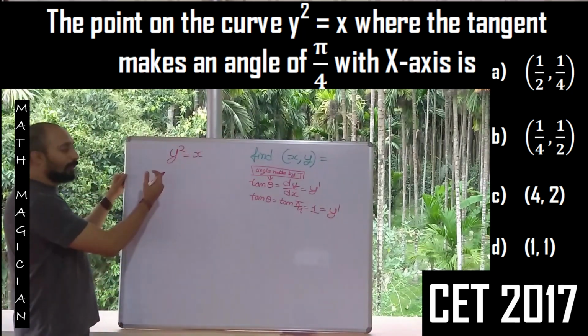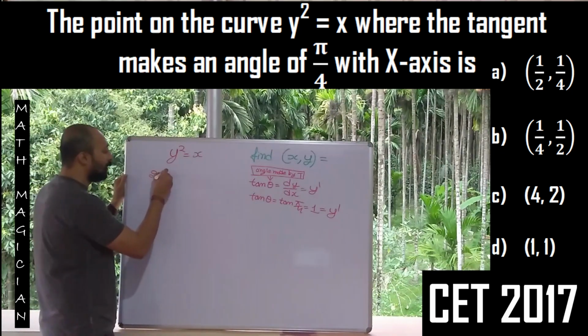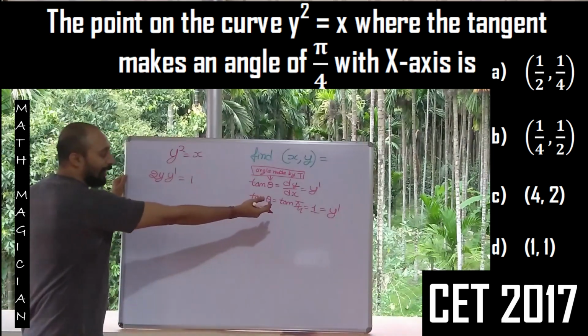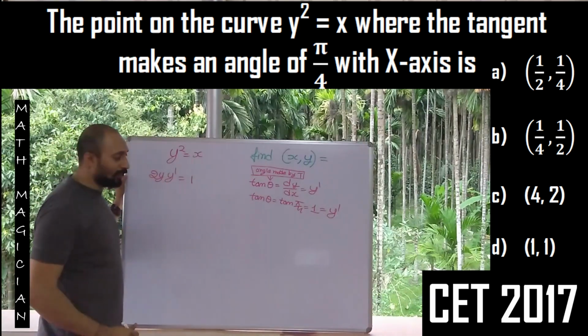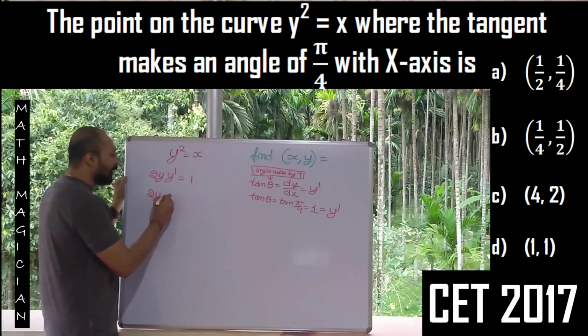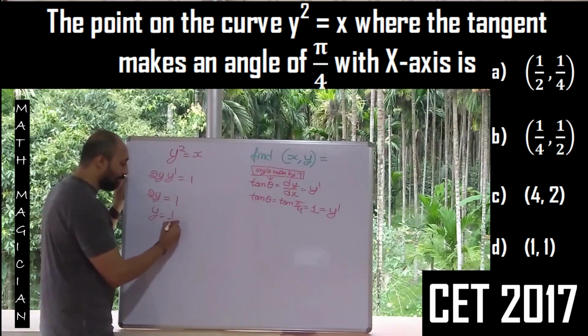So what I'm going to do right now is do the differentiation of this. When I do the differentiation, it is 2y, y dash is equal to 1. And they have given y dash value as 1. They have given in the question itself the y dash value is 1. So I will take 2y is equal to 1. Y dash value is 1. So y value is 1 by 2.